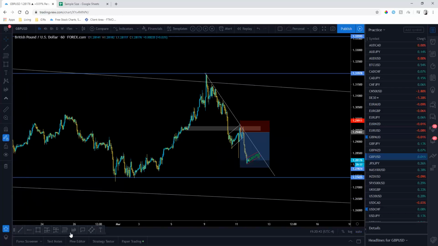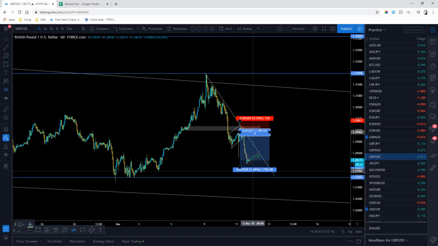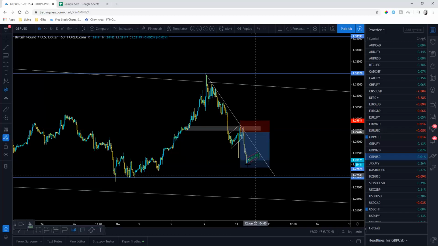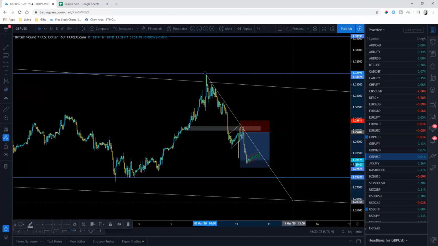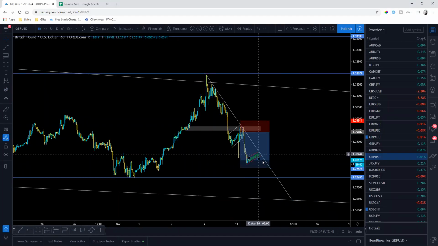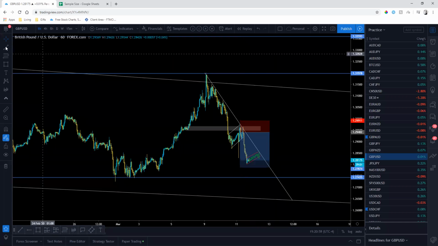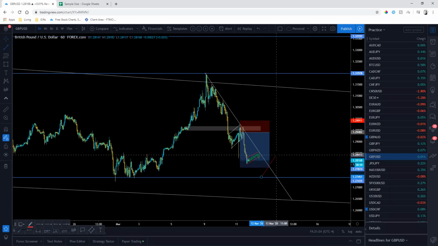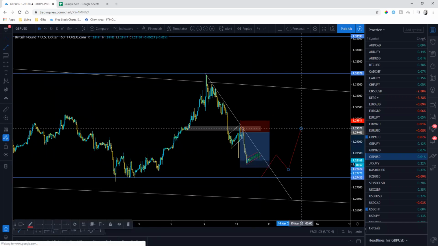So if it doesn't form this correction, look for a corrective pattern that's continuing down, which is going to be your descending channel, and then start buying either if you understand descending channels or when this trend line is broken, right?